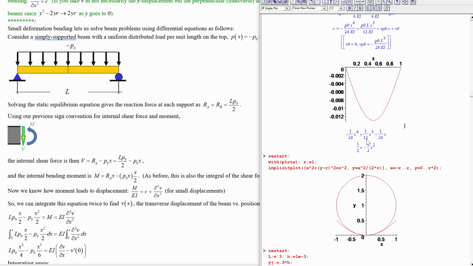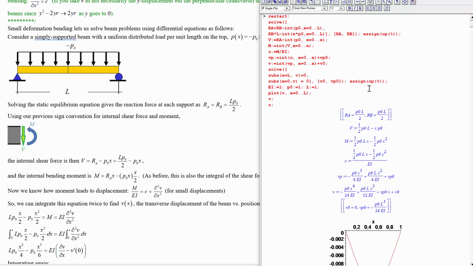So V is actually equal to this. It's in fact a quartic function, but it starts off with a position of 0, ends with a position of 0, and has this slope, this kind of downward arc, and then back up. If EI is 1 and L is 1, then it slopes down by a little more than 12 millimeters in the middle of this 1 meter length.